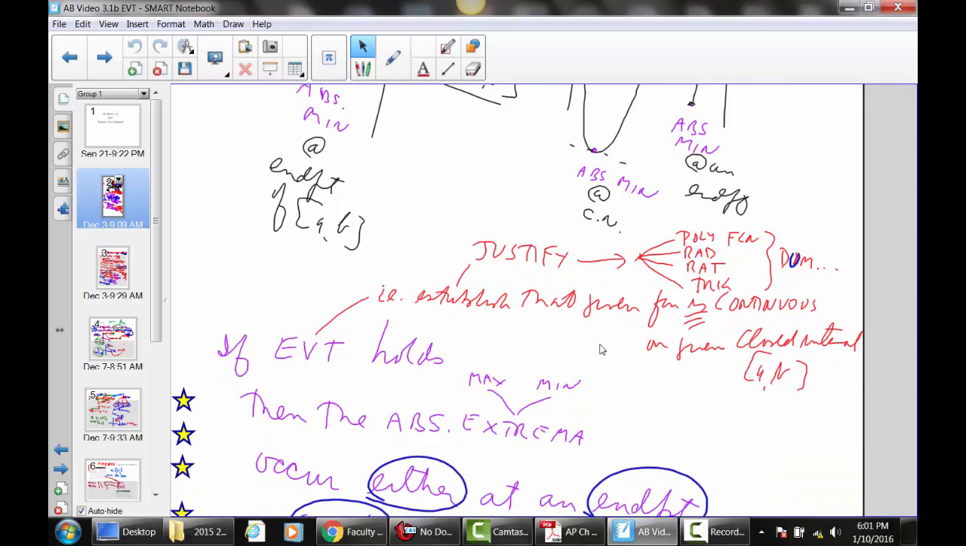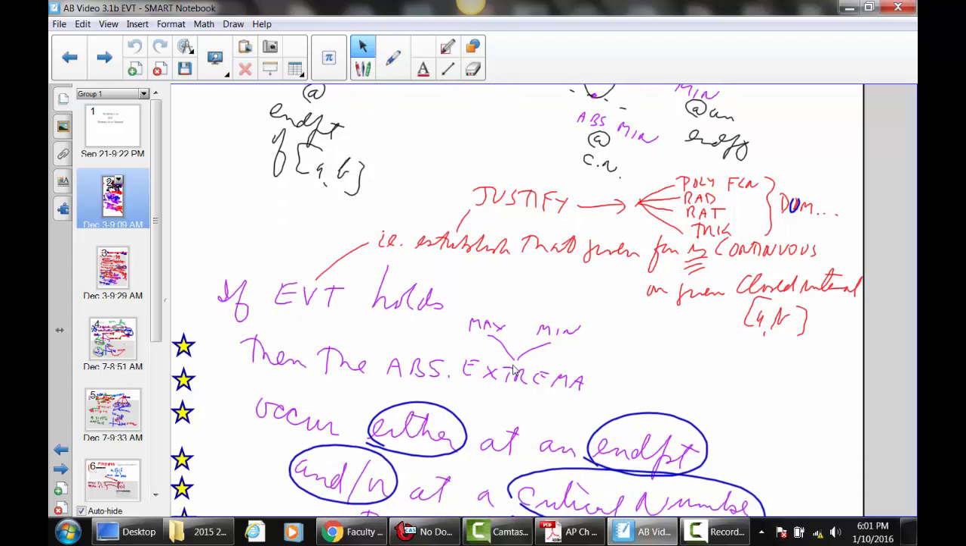So you are going to have to justify that the extreme value theorem holds, which means you are going to have to establish that the function they've given you is continuous on the closed interval they've given you. You're going to do that like we did before by stating the type of function it is. All of these functions are continuous on their domain, which is, state the domain, and therefore continuous on there.